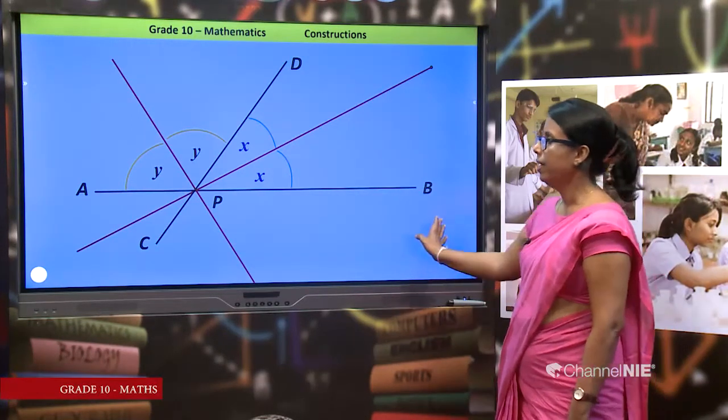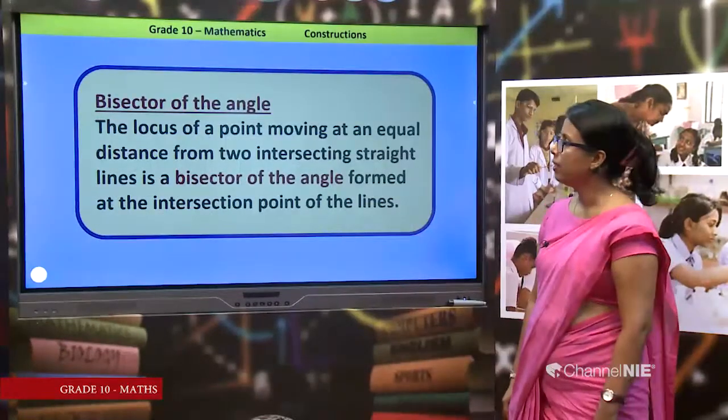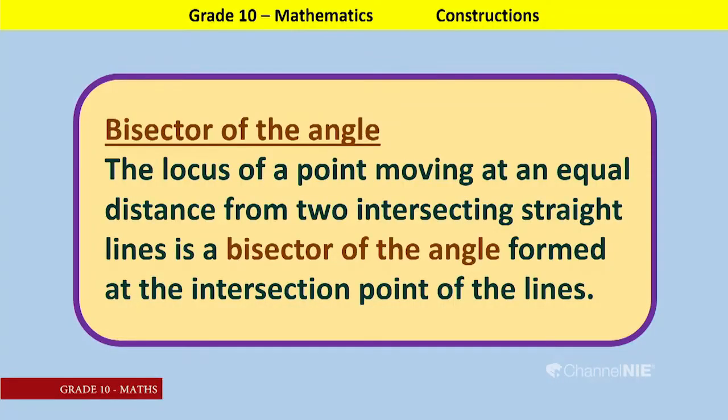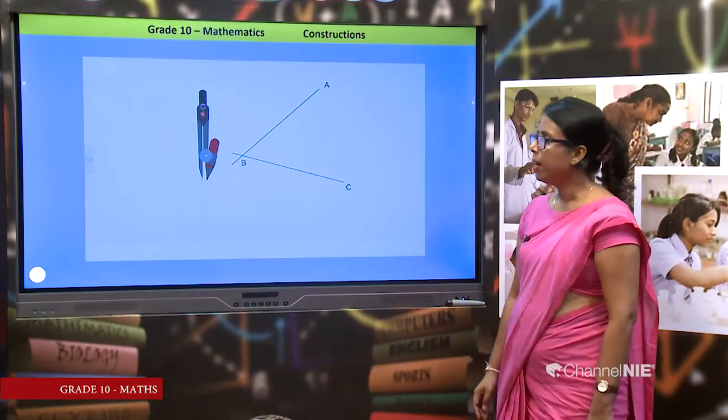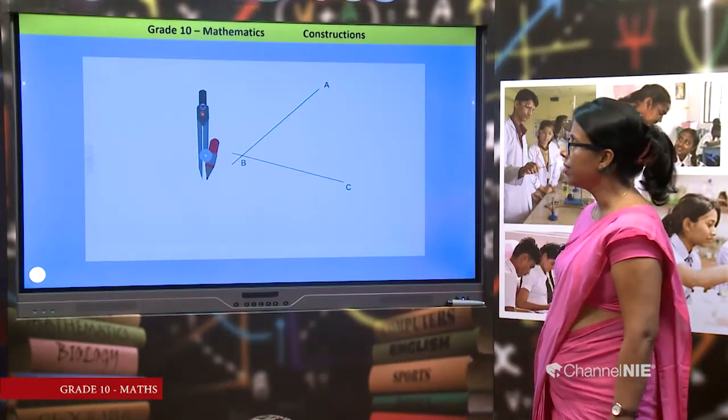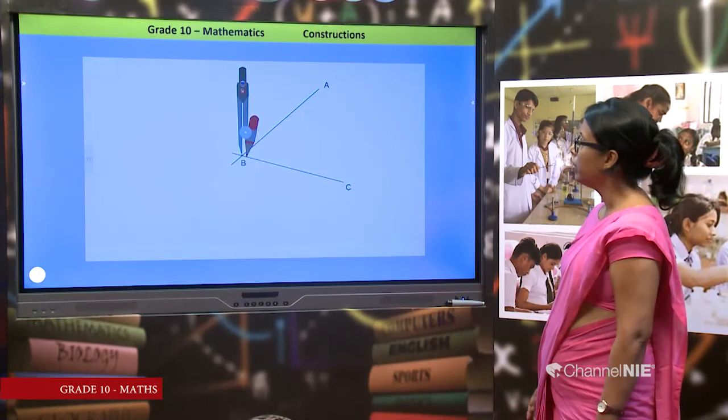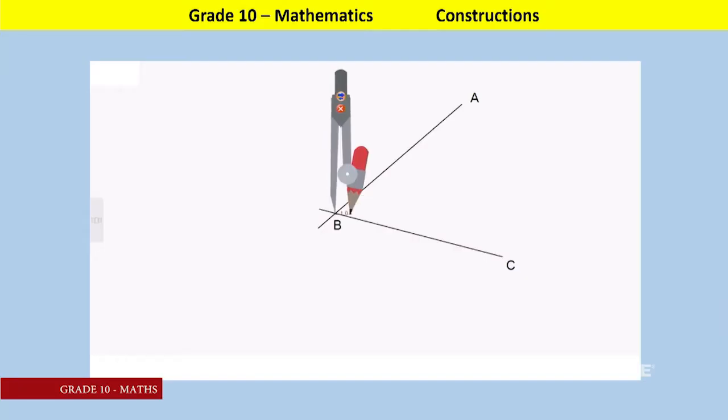Before construct, let's see bisector of the angle. The locus of a point moving at an equal distance from 2 intersecting straight lines is a bisector of the angle formed at the intersection point of the lines. Let's construct bisector of the angle or angle bisector. Here you can see AB and BC, 2 lines intersect at B. The common vertex is B.